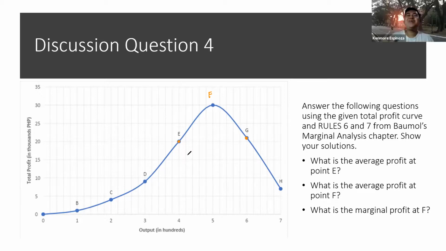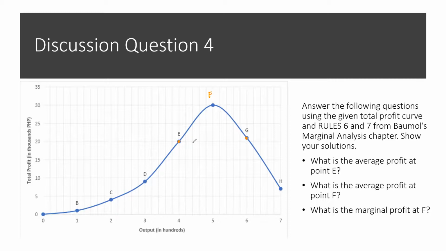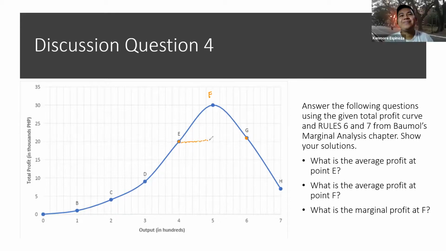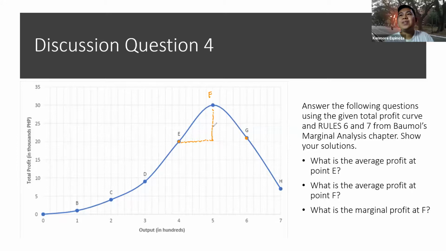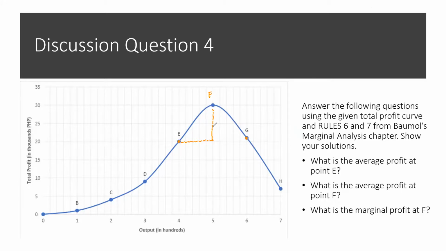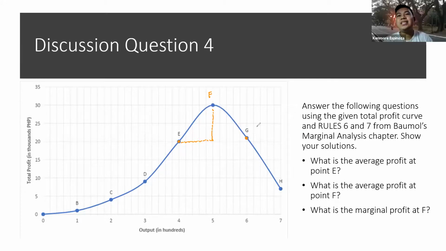What do you mean by straight? I mean, diretso lang po. Diretso po hanggang dyan. And then yung linya po, from point F, pababa po. Yan po. That is how you get the slope. Okay. So how do you get point G?